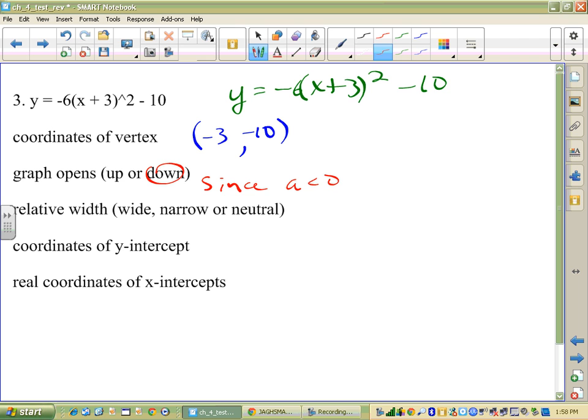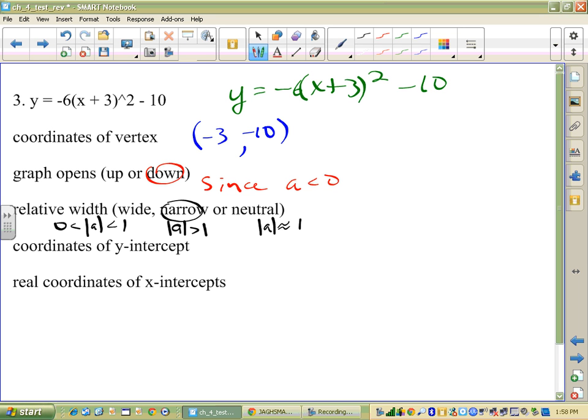The relative width, is it wide, narrow, or somewhere in between? This particular one is narrow. Narrow is going to be when the absolute value of a is bigger than, let's say, 1. Neutral is when the absolute value of a is approximately 1. And wide is going to be when the absolute value of a is between 0 and 1, right? Doing all right? Okay.